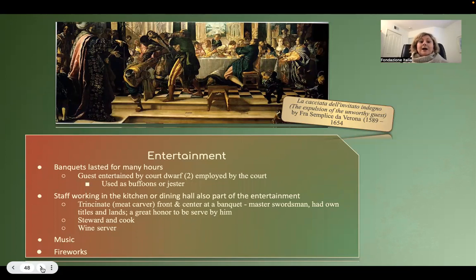Since banquets lasted for many hours, the guests had to be entertained. So in the courts there were always at least two dwarfs employed as buffoons or jesters. But even the staff working, the waiters and the cooks, were part of the entertainment of the guests. And for this, new professions were also created. So there were meat carvers, people serving the wines, and the cook.